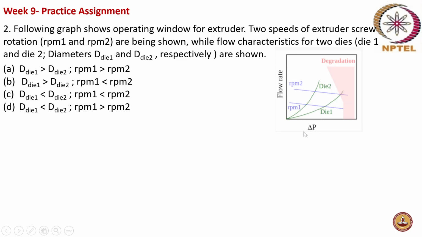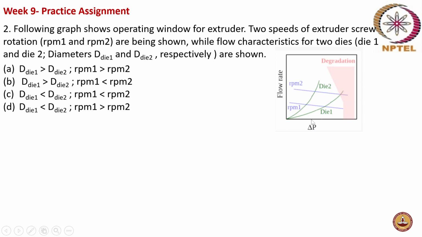So, for example, when you consider a particular pressure drop and draw a vertical line from that pressure drop, you can see my cursor pointing, right? For die 1 and die 2, die 2 will have a higher flow rate compared to die 1 for a particular pressure drop. That means the diameter of die 2 should be bigger. Only then, for the same pressure drop, will there be more flow rate, so more material flowing through it. That means the diameter of die 2 should be greater than the diameter of die 1. Okay.